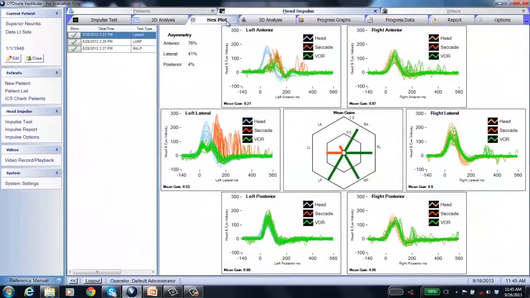If we go to the hex plot, again, what does this tell us quickly? We've got left anterior and left lateral abnormality, and everything else is normal and in the green.